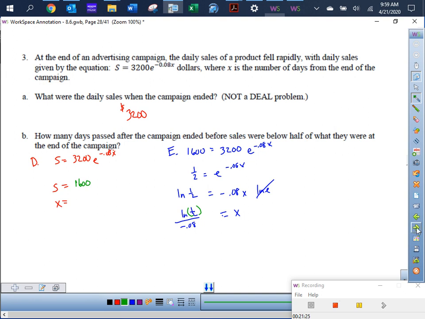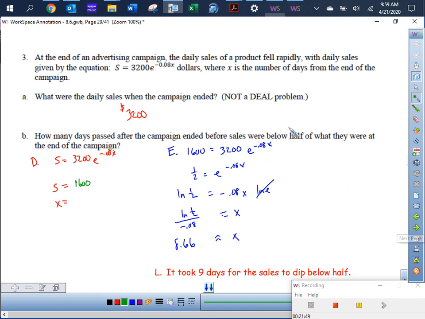Punch it in, and let's see how many days it took. 8.66 is what I get. If you need help punching that in, let us know. But that means that happened on the 9th day. Like 8.0 is 8 full days, so then you start the 9th day after that. So it took 9 days. On the 9th day, the sales dipped below half.